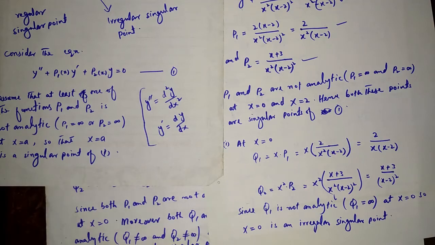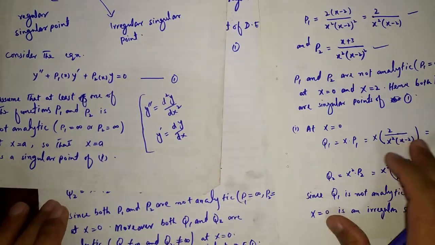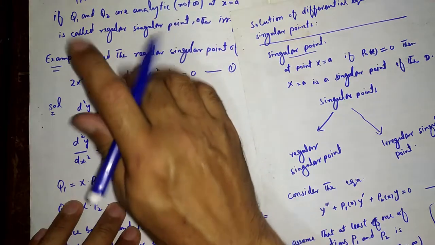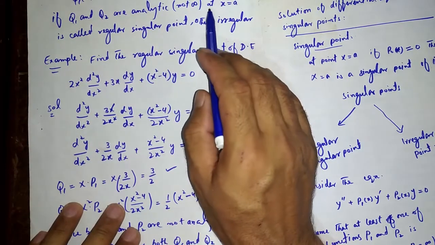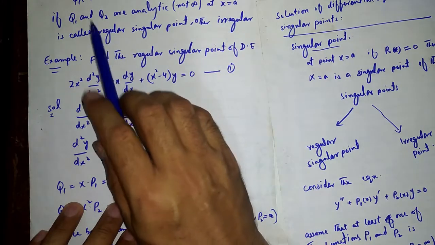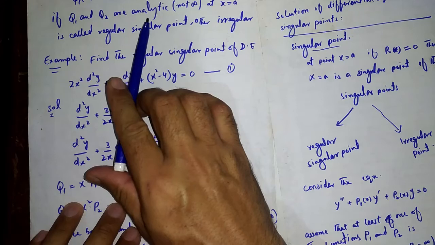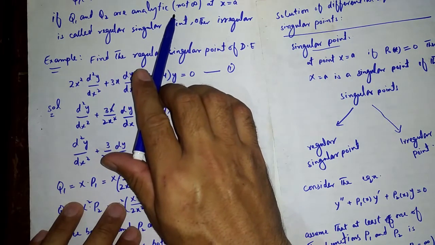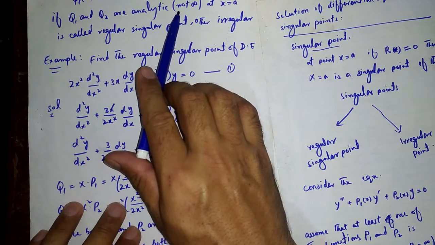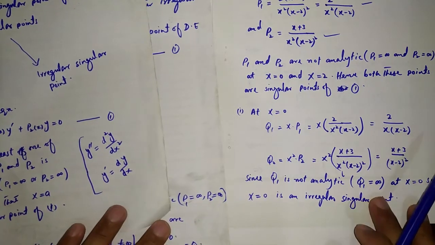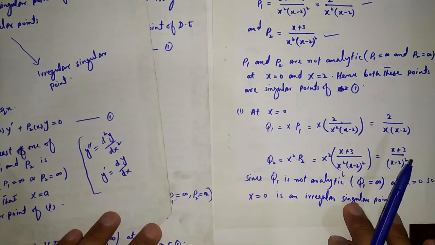Clear? Here we discussed that if at any point q1 and q2 are analytic, meaning they don't go to infinity, then that point is called a regular singular point. But here we see that q1 goes to infinity at this point, so it is an irregular singular point.